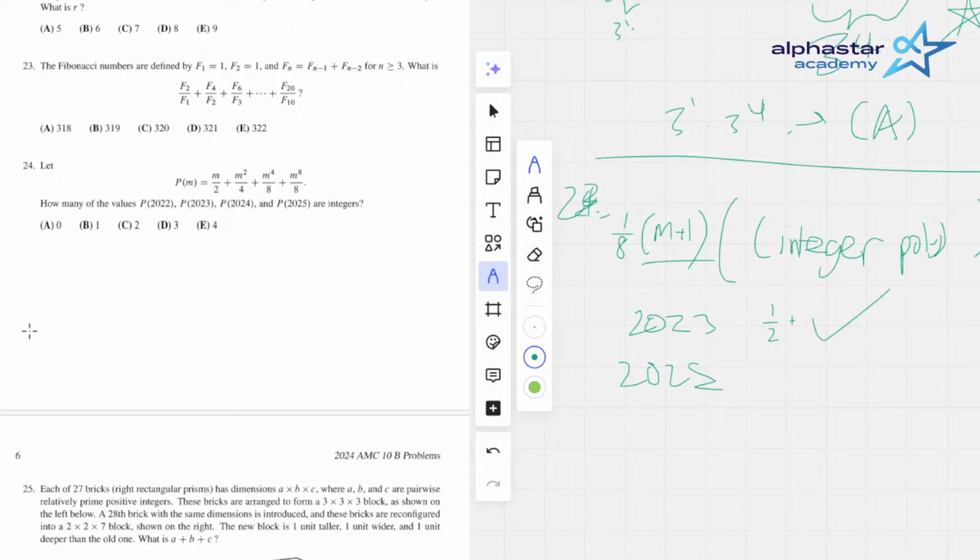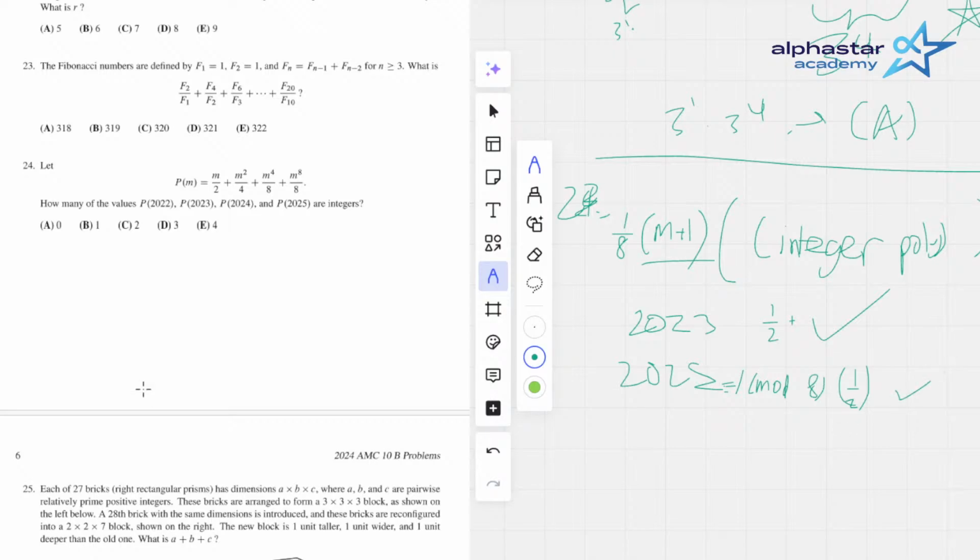2025, I'm not sure about that. 2025 is 1 mod 8. So that would give us 1/2. The fractional parts would be 1/2. And then when you square it, it's always going to be 1 mod 8. So it's going to be 1/2 plus 1/4 plus 1/8 plus 1/8. So that gives us yes.